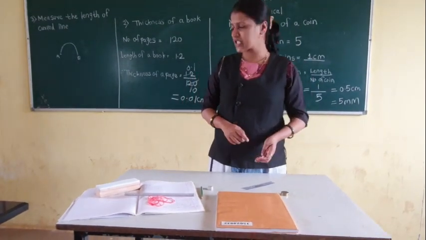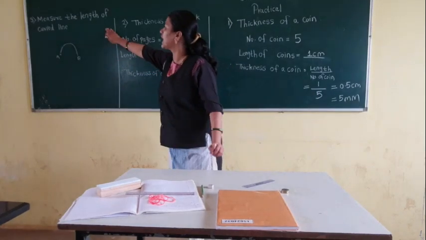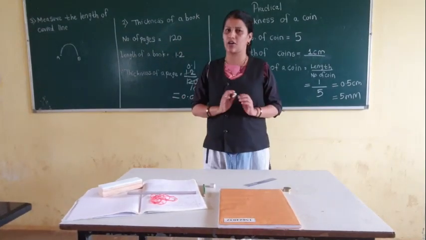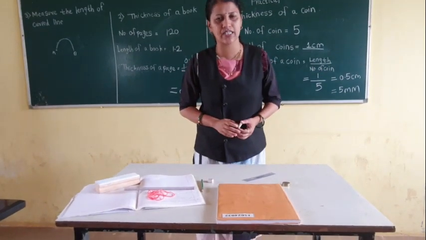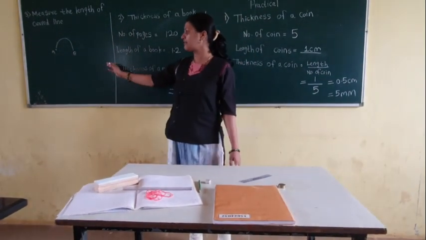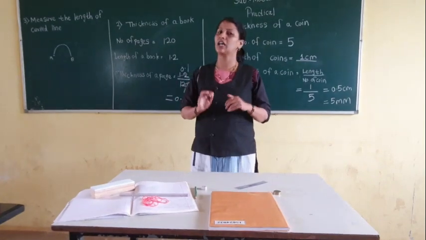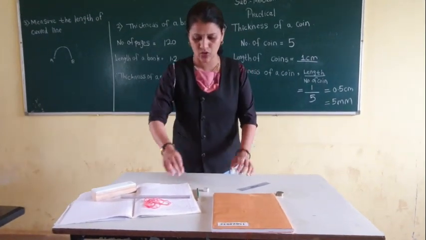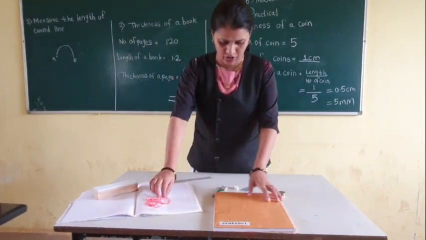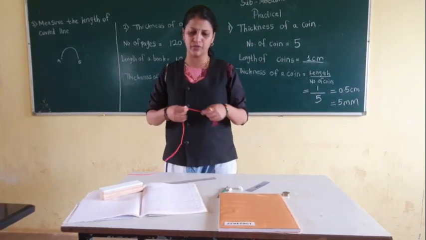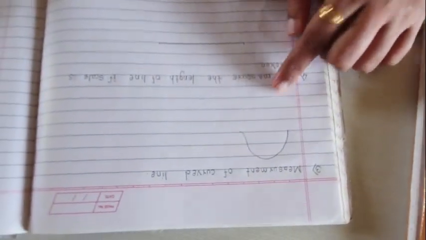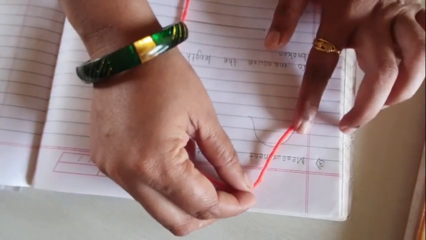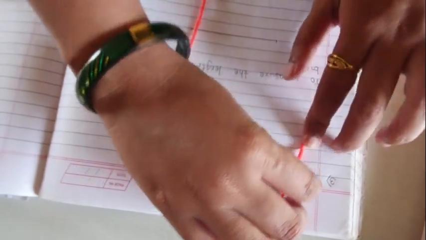Okay. The next is to measure the length of the curved line. The third activity, which is there in your CBSE state board book, is to measure the length of the curved line. So let's do the activity to measure the length of the curved line. Now you can see here, this is a curved line which I have drawn. So let's do it, you have to keep the thread here.